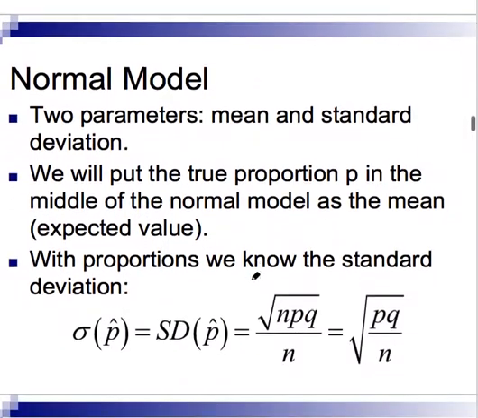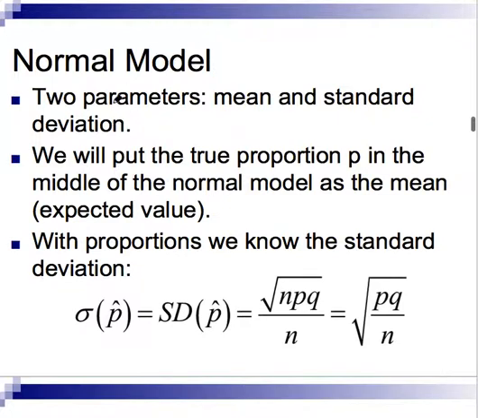Okay, so we have two parameters, and because we're talking about the population, that's why we have these parameters. Remember, population, parameter, sample is statistic. So we have our mean and standard deviation. Here's more formulas to add to your already growing list of formulas. So we put the true proportion in the middle of the normal model as the mean because that's our expected value. So that's the small p, that is where our center is.